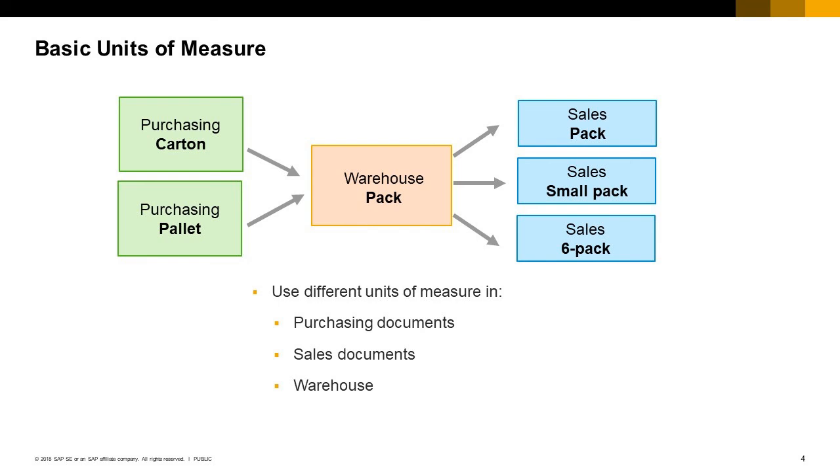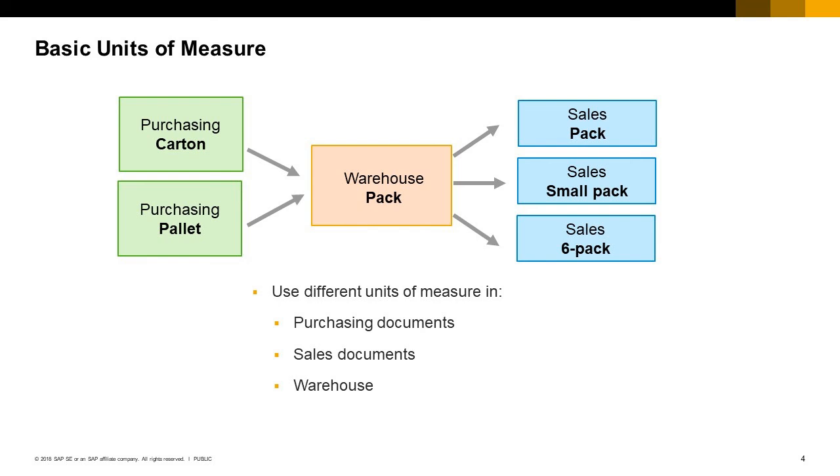Typically in business, an item may be sold in different types of packaging than how it is purchased. In the graphic, we see an example for paper. Vendors sell the item in cartons or pallets and we sell the paper in either packs, small packs, or groups of 6 packs. Each item master record holds the units of measure used for purchasing, storing and selling that particular item.